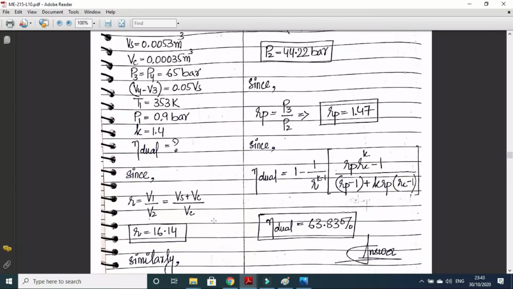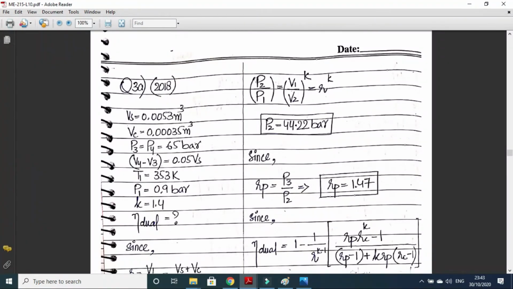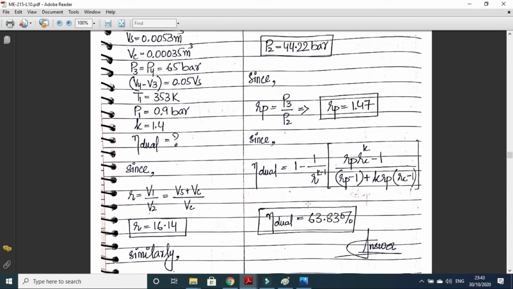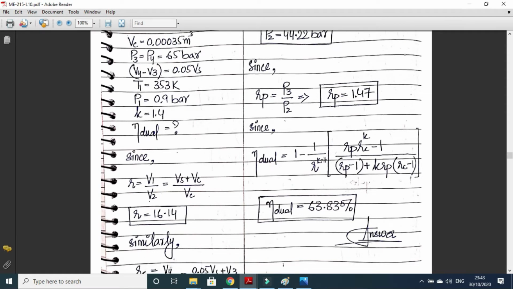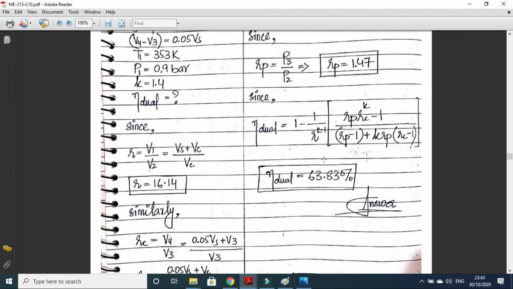R is known, cutoff ratio is known. P2 upon P1 is equal to V1 upon V2 to the power K. R is known, P1 is given, so we can calculate P2. And once we know P2, P3 is given, so P3 upon P2 is Rp. So we need all these parameters: R, Rc, Rp, and K. We know all these things, and we can use this formula to calculate the dual engine efficiency.